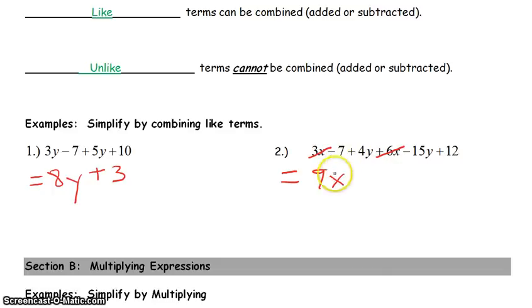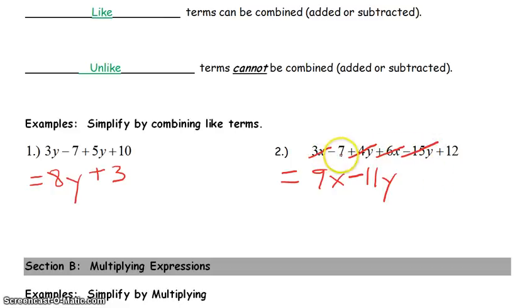Okay, now remember we're trying to put all the variables first. So let's go here to 4y. We have 4y, which is positive, and a minus 15y. So 4y and a minus 15y are like terms. 4y minus 15y will give us a negative 11y. And we need to get rid of those terms.